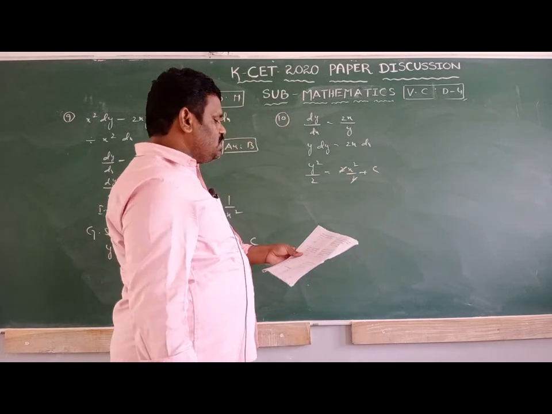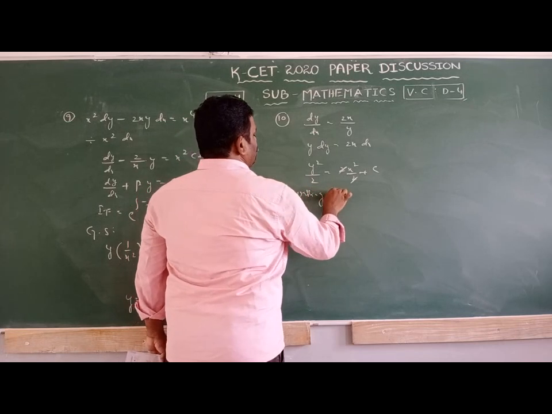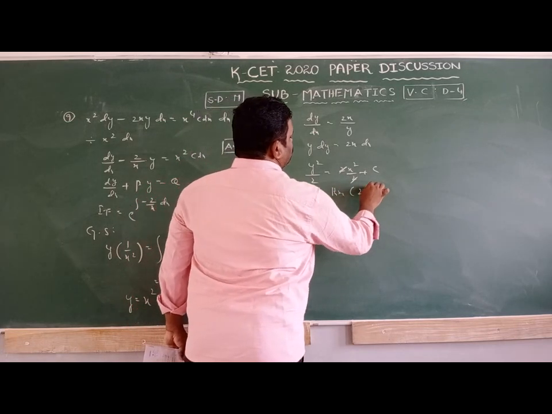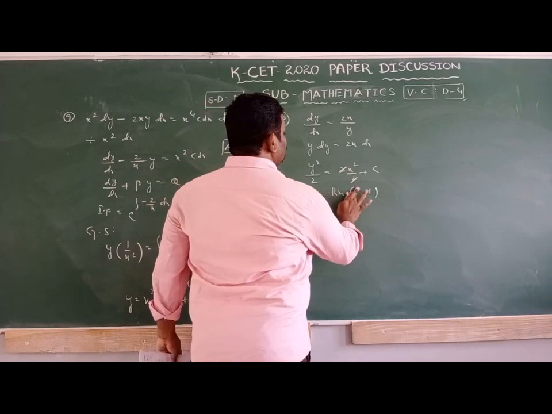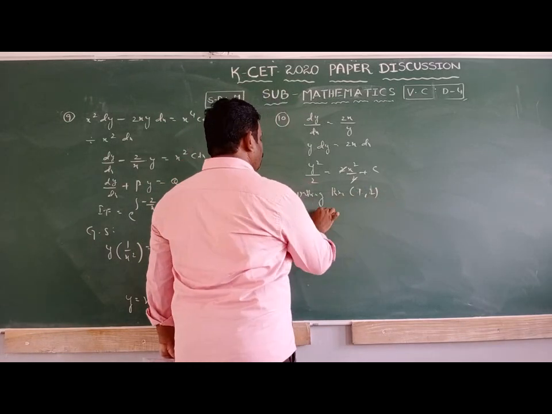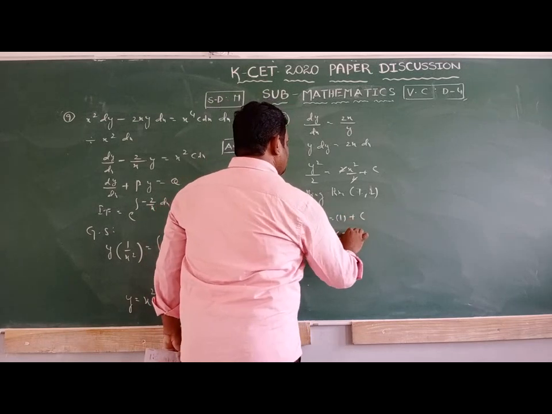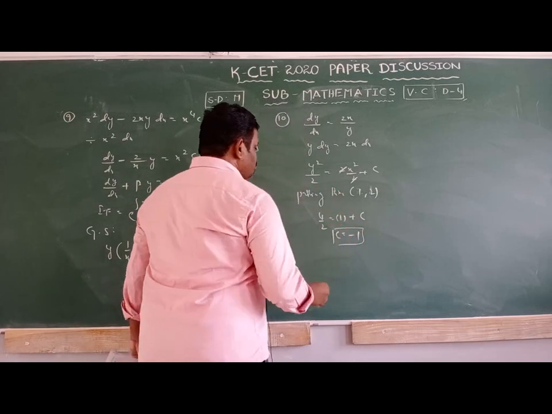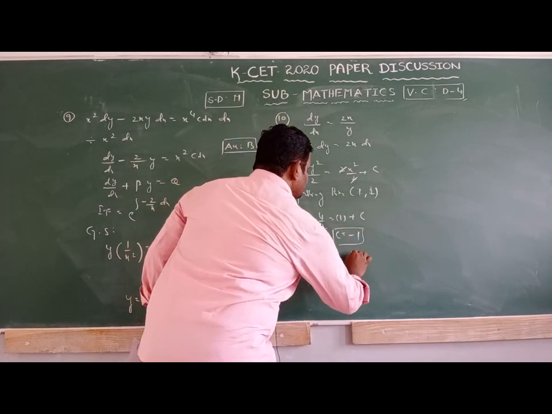Now this equation is passing through 1 comma 2. So 4 by 2 is equal to 1 plus c. Then c is equal to minus 1. So here we substituted my c value. y square by 2 is equal to x square minus 1.